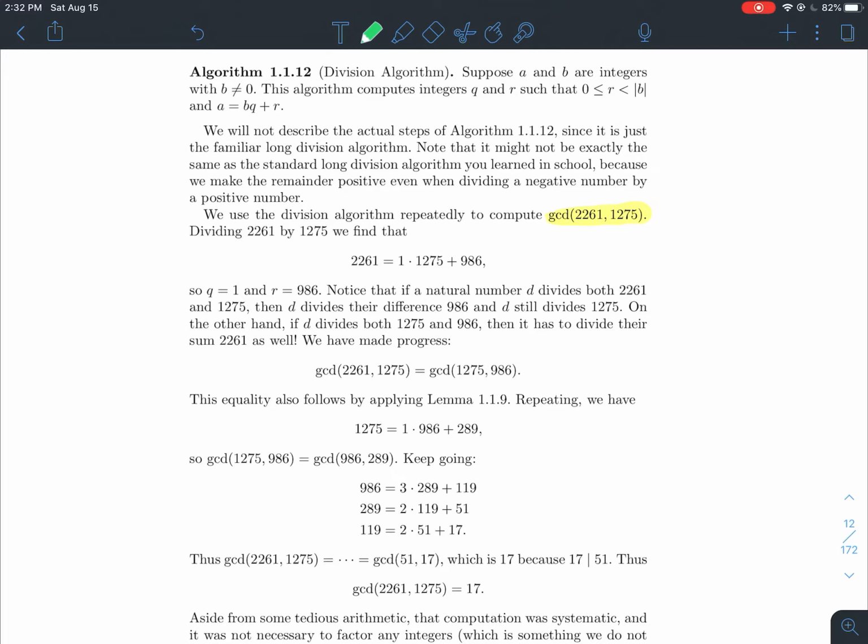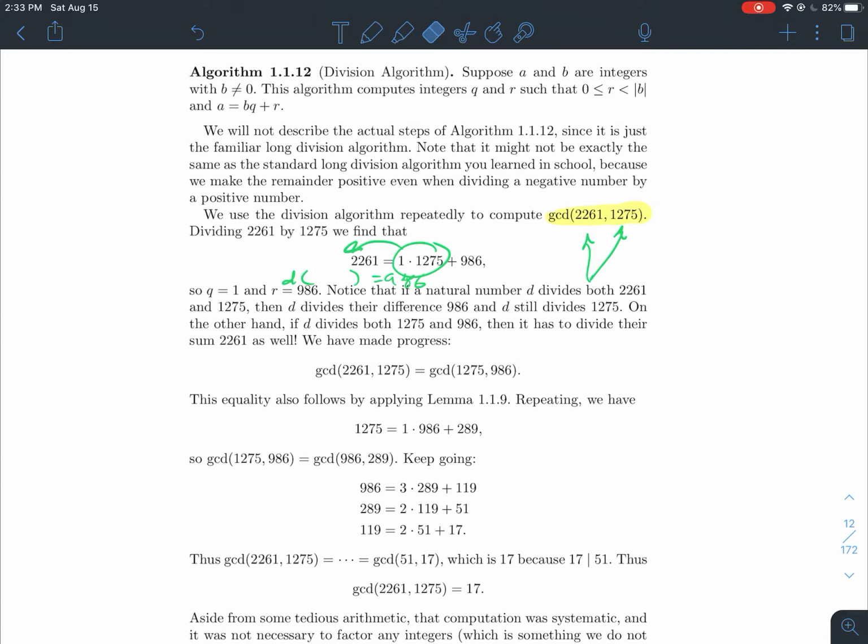But now here's something that's kind of cool. If you had a number d that divided both of these to start with, think about if you move this to the other side. Then you could factor d out of their difference. So d times some junk is 986. Well, that says that d divides 986 as well. So in particular, the greatest common divisor of these two numbers is also going to be a divisor of 986.